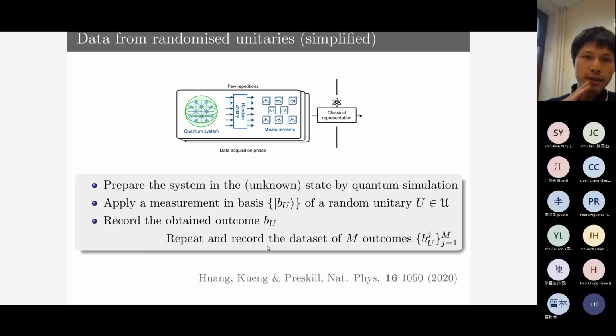So you repeat this process several times. You go m times, and each time you record the outcome as a string b. At the end of the day, you have a string of outcomes b_j, U_j for j equal to 1 to m.